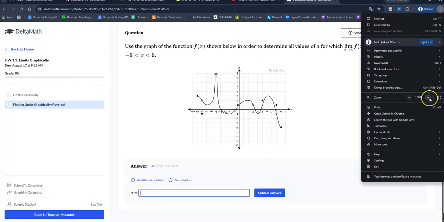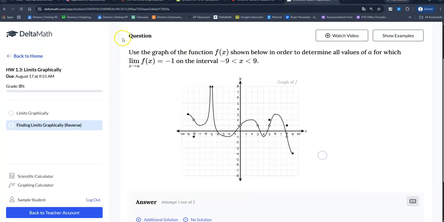Take a break and look up here. It says use the graph of the function f of x shown below in order to determine all values of a for which the limit as x approaches a of f of x equals -1. So it's not telling you to find the limit at -1. It's saying to give all the points where the limit would be -1, right? So -1 right here, is that an x value or a y value? Y value, because it's the answer, right?